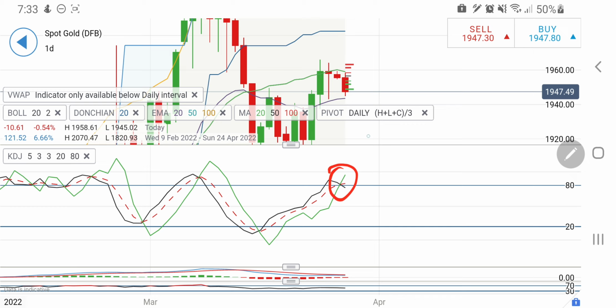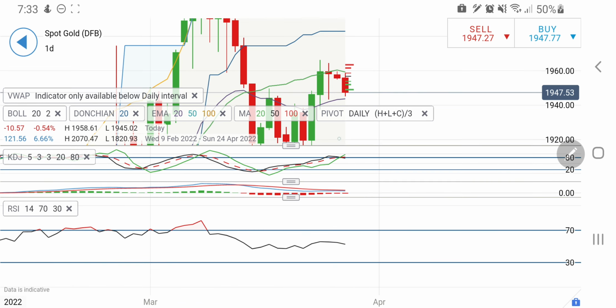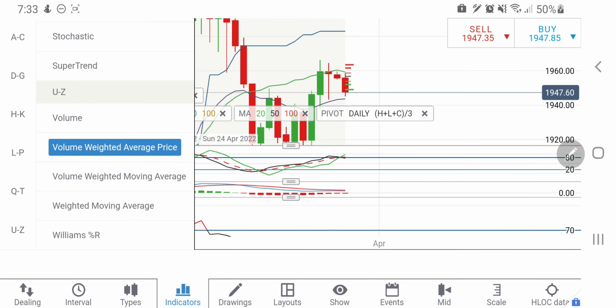Also look at the daily charts. The stochastic is overbought and it is already trading with a drop. Possibly it may try to drop a little bit, but I think 1937 and 1930 levels should provide a strong support. Also look at the MACD trying to converge and crossover on the buy side. RSI is not showing any signs.